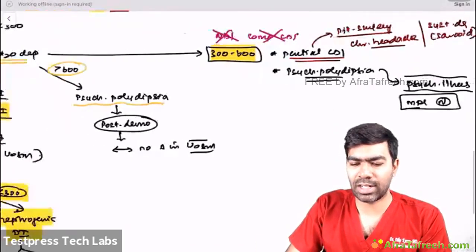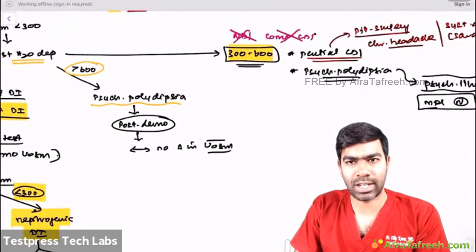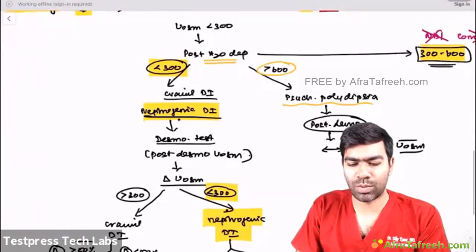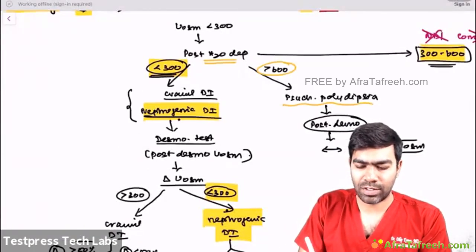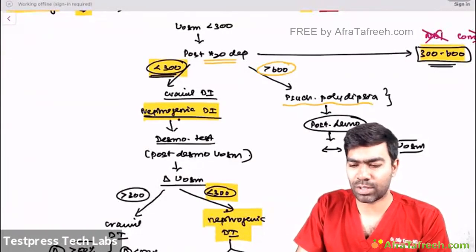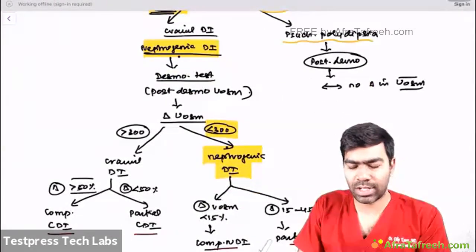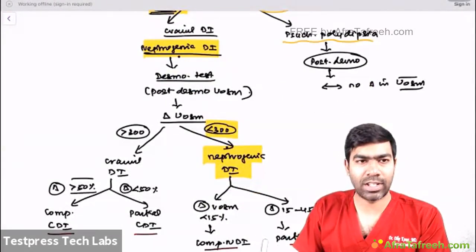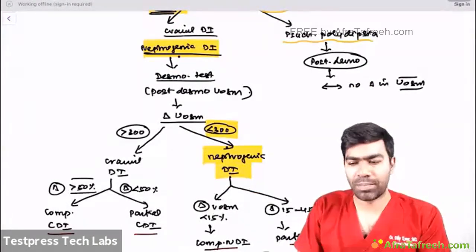But other than that, the desmopressin test will not be useful if the post-water deprivation urine osmolality is in the range of 300 to 600. If the post-water deprivation urine osmolality is more than 600, straight away it's psychogenic polydipsia. There's no need to do anything else. If it's less than 300, then the desmopressin test will help you to categorize whether the patient is having a partial variety or a complete variety.